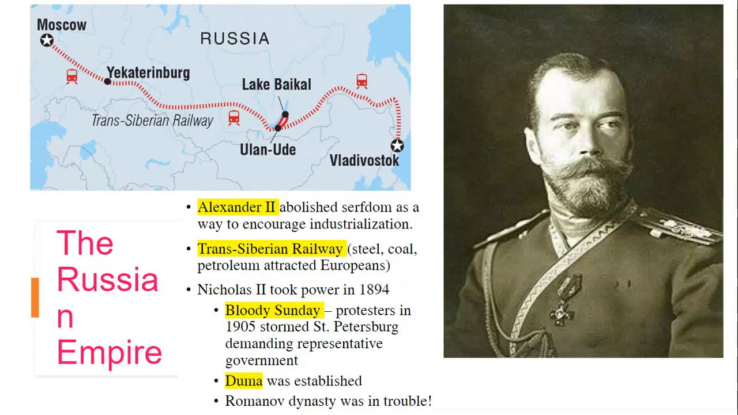Nicholas II is going to take power in 1894. There was Bloody Sunday, which was protesters in 1905. They stormed St. Petersburg. They demand that representative government. So he establishes his version of a parliament called the Duma. But we already know it was too little too late because the Romanov dynasty is going to be in trouble. And the Bolshevik Revolution's just around the corner.